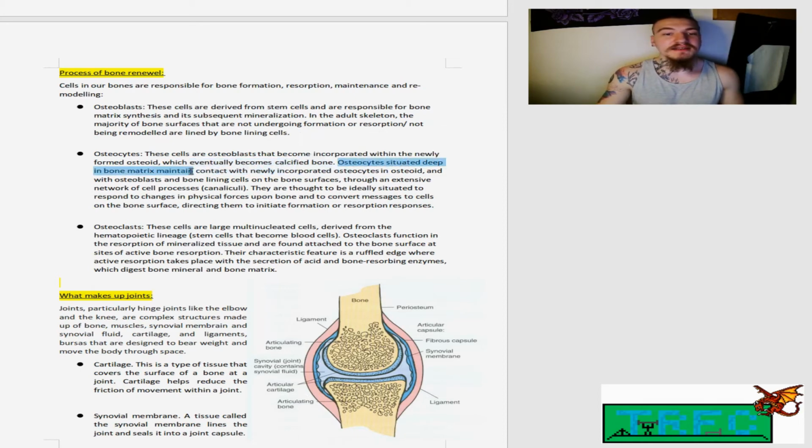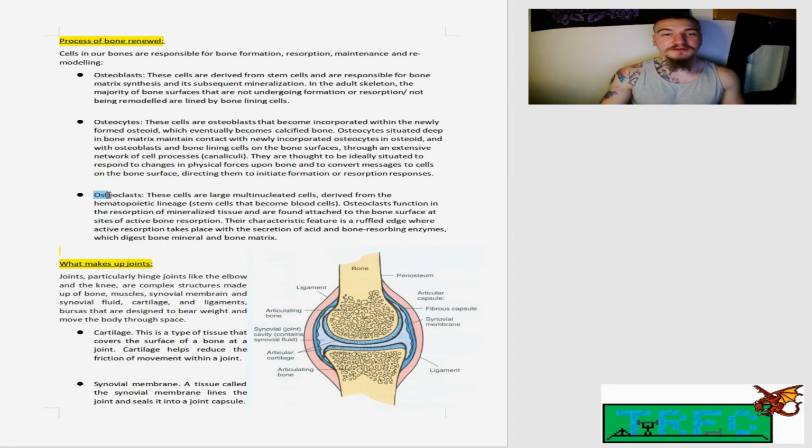Osteocytes deep in the bone matrix maintain contact with newly incorporated osteocytes in the osteoid, and with osteoblasts and bone lining cells on the surface, forming an extensive network of cell processes. Now, they are thought to be ideally situated to respond to changes in physical forces upon the bone and to convert these messages to cells on the bone's surface, basically directing them to initiate formation and reabsorption responses.